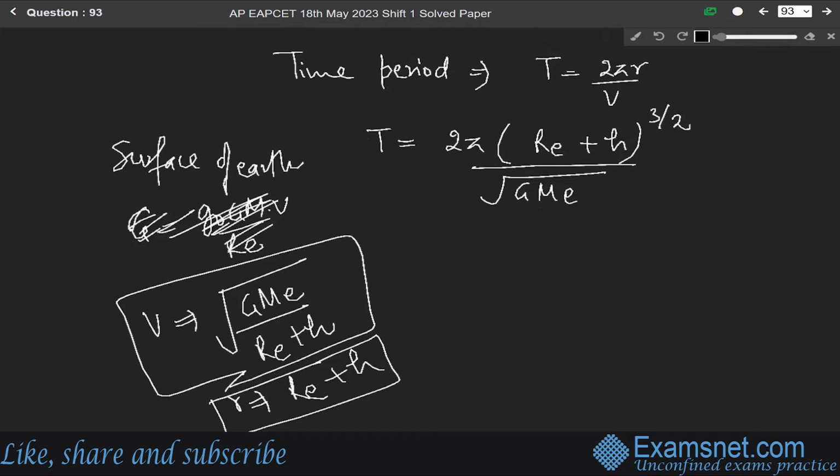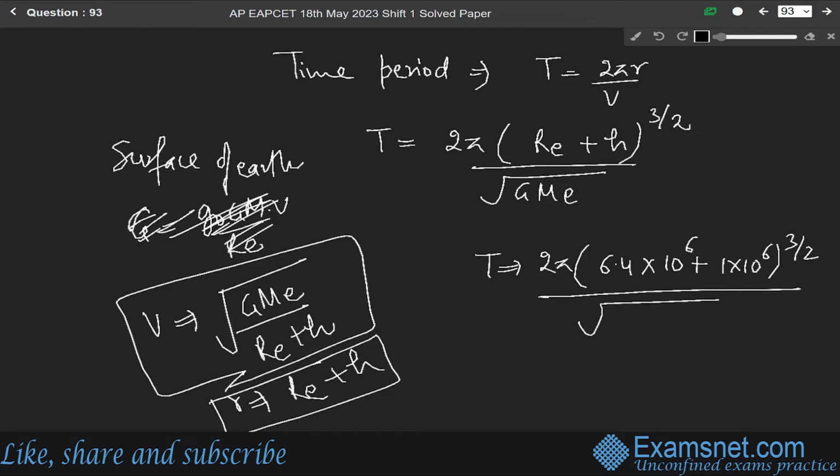So solving this, we get T equals 2 pi, radius of Earth is 6.4 into 10 to the power 6, plus height is 1 into 10 to the power 6, all to the power 3 by 2, over under root of G ME, meaning 6.67 into 10 to the power minus 11 into 6.4 into 10 to the power 24.